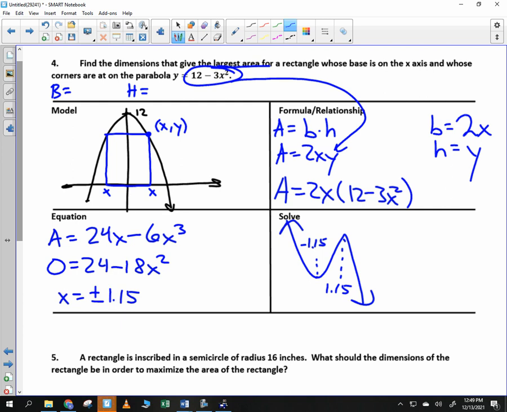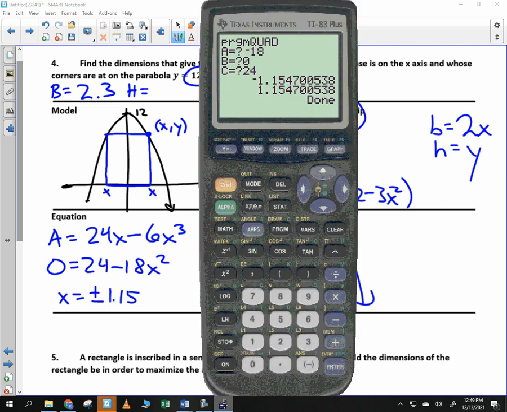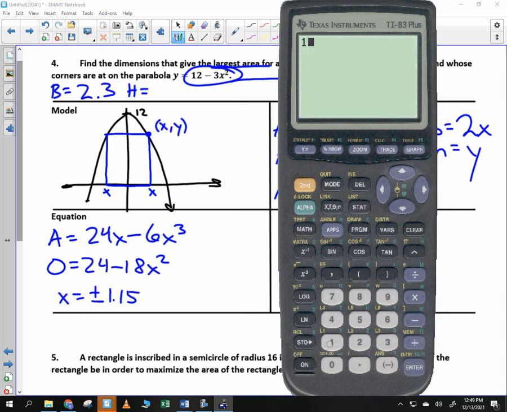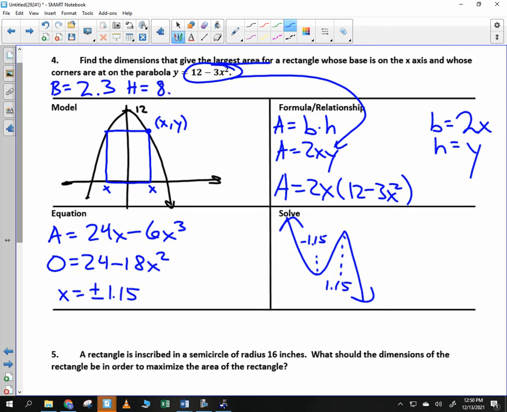2.3. How'd you get that, Colin? Yeah, you know x is 1.15, so you plug it right in for x, you get 2.3. Good. And then how would we determine the height? Yeah, plug the x in for the original equation for y, and so I've got 12 minus 3 times 1.15 squared. 8.03. Not too bad, huh?